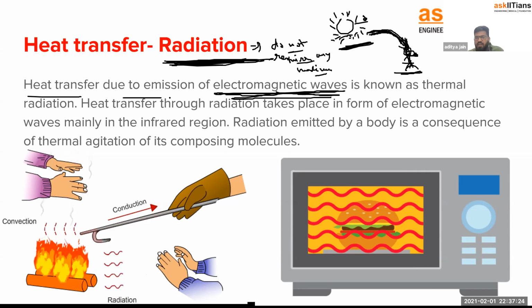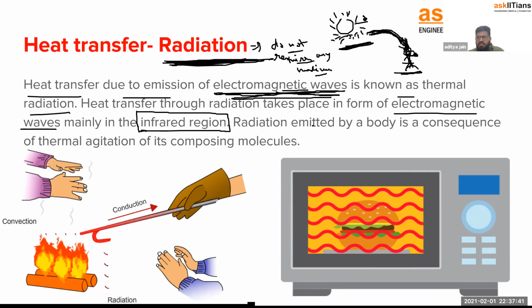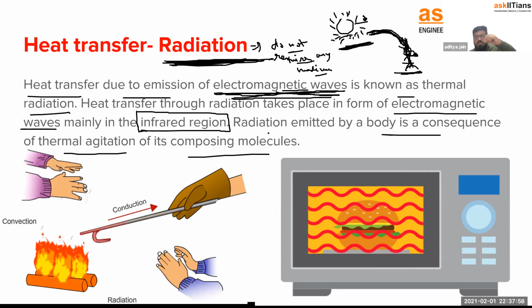First of all, read the definition. Heat transfer due to the emission of electromagnetic waves is known as thermal radiation. Heat transfer through radiation takes place in the form of electromagnetic waves. Underline this. Mainly in the infrared region. This is the region of infrared electromagnetic waves in which transfer of energy takes place. So radiation emitted by a body is a consequence of thermal agitation of its composing molecules. It means that whatever body is giving radiation, it is due to the molecules which are present in that body. Okay. So radiation is present everywhere.